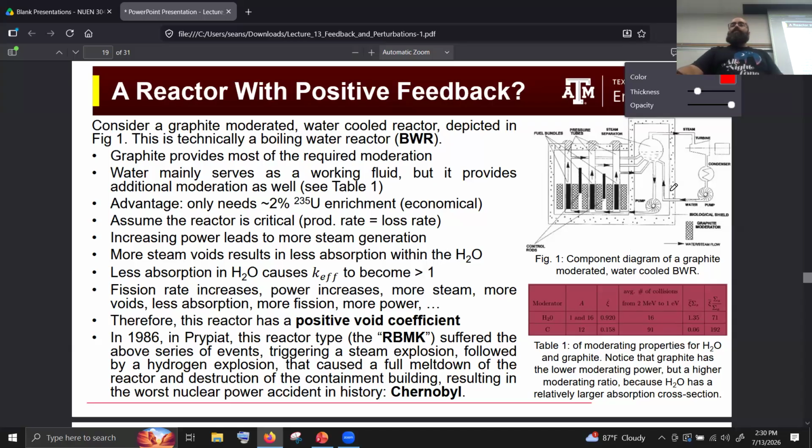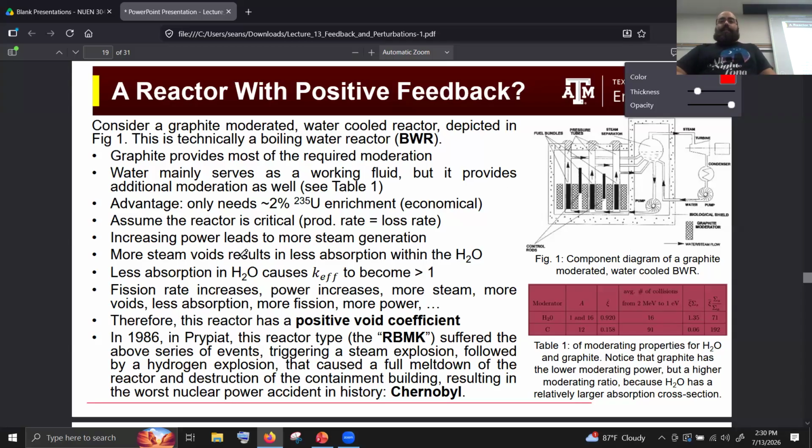And so we want to imagine that this reactor is critical, and then for some reason, there's an increase in power. And so if the power level goes up, it means that my temperature is going to go up, and it's going to cause more steam to be produced.